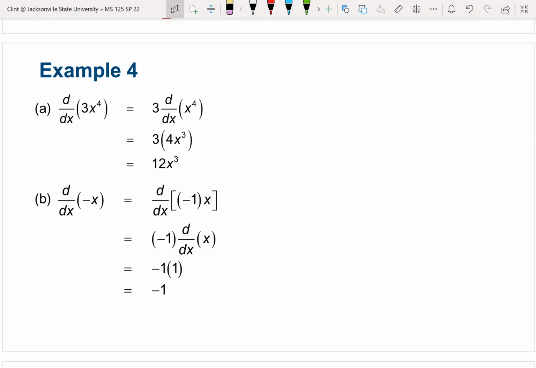The way it typically gets thought about in practice, if we want the derivative of 3x to the 4th, we take the 4 and multiply it by the 3. That's what the constant multiple rule says we can do. We're just doing it in a little bit different order. And so we'll get a coefficient of 12, and then subtract 1 from the exponent to get 3rd. We're just consolidating steps if we think about it that way.